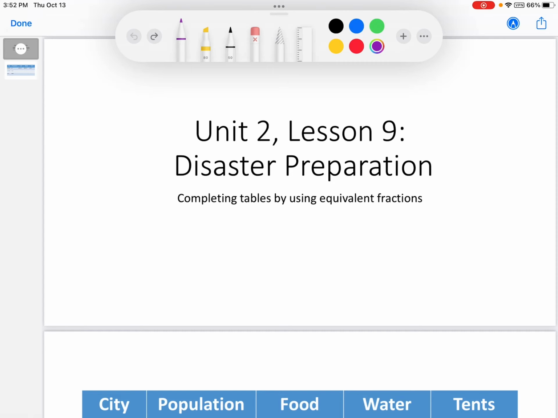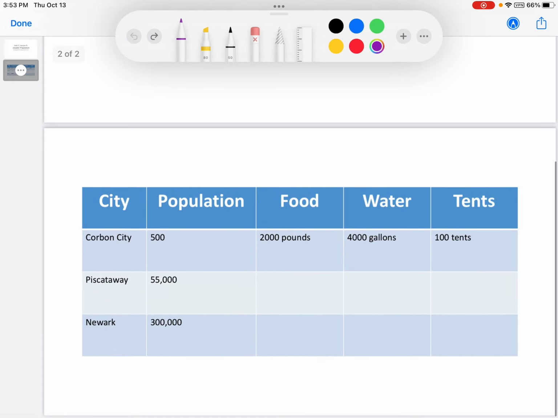This particular one is on Unit 2, Lesson 9, Disaster Preparation. And the idea of this is that you have to complete tables by using equivalent fractions. So let's take a look at a table and see how we can complete it. There's actually a few different ways to think about it. I'm going to start by thinking about it vertically.